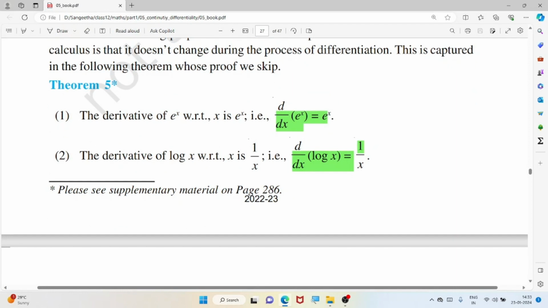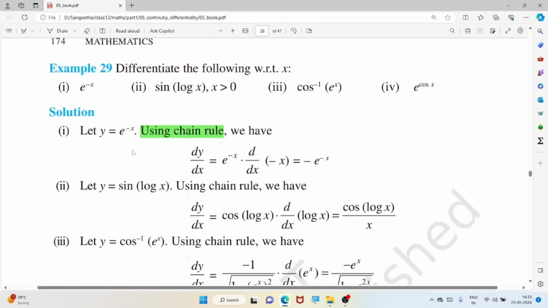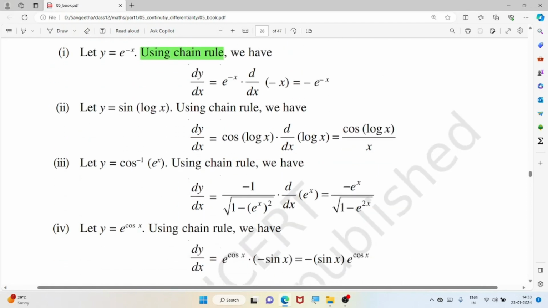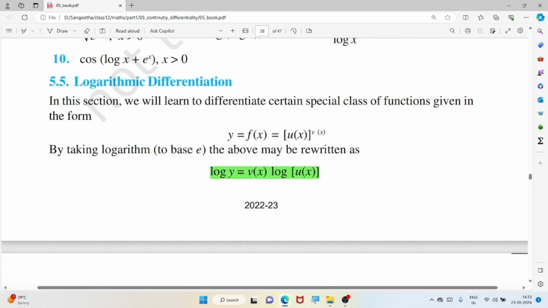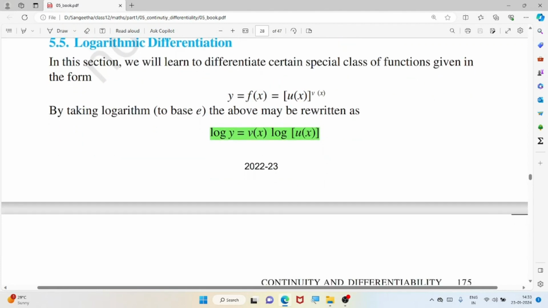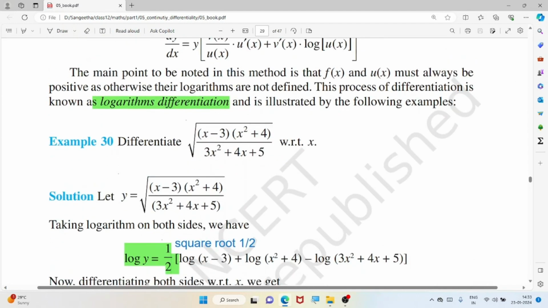So these theorems: the derivative of e power x is e power x, and of log x is 1 by x. The chain rule is already defined. For logarithmic differentiation, you should be able to use the logarithmic formulas here. The power will come to the left side, then log. Log p square is 2 log p, as we have seen above. The above log formula we are using here.